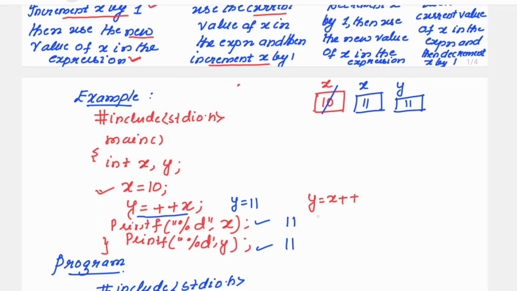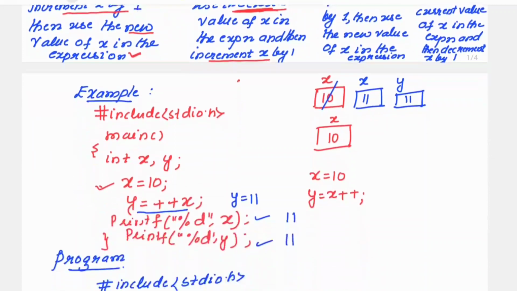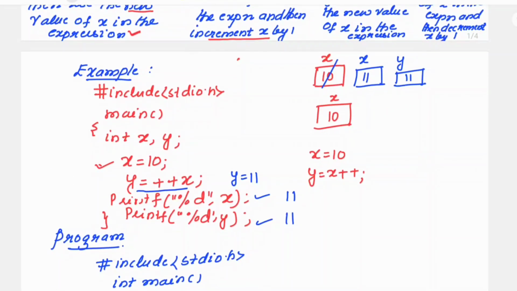Now we'll take this second case, wherein we are also saying that initial value of x equal to 10 and y equal to x plus plus. So what will happen with this? In the second program, once again in the memory you assume that the initial value of x is 10, and then you are performing the postfix increment. Here postfix increment says that use the current value of x in the expression and then increment x by 1.